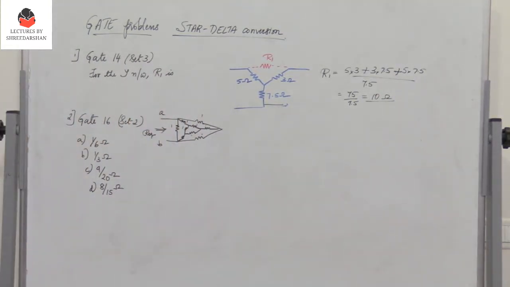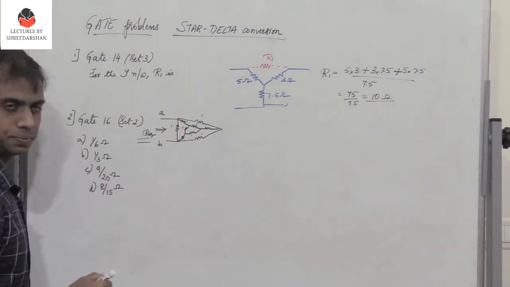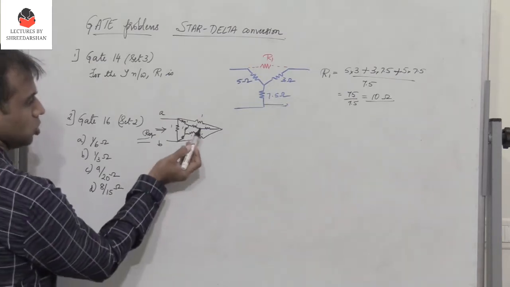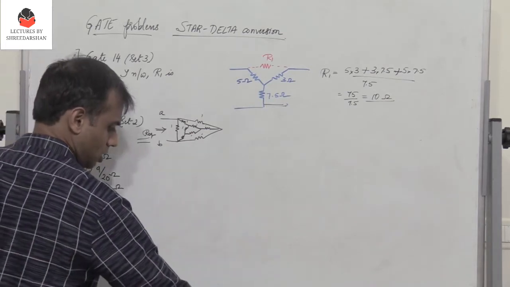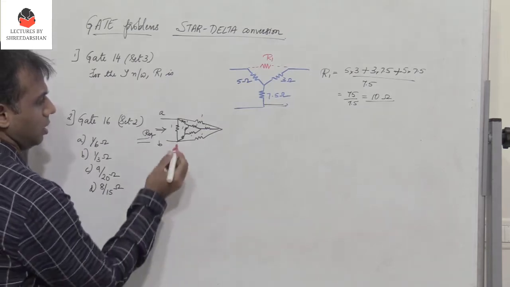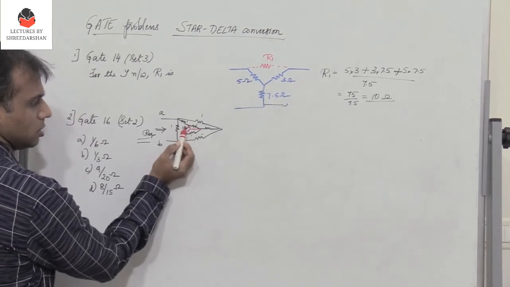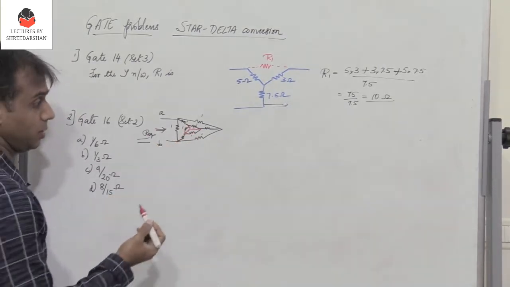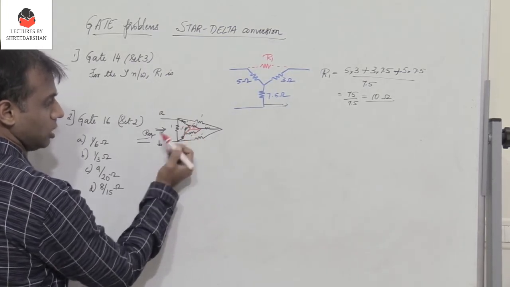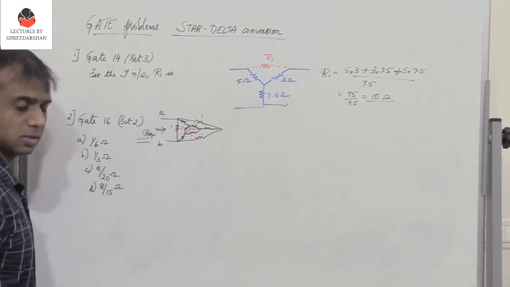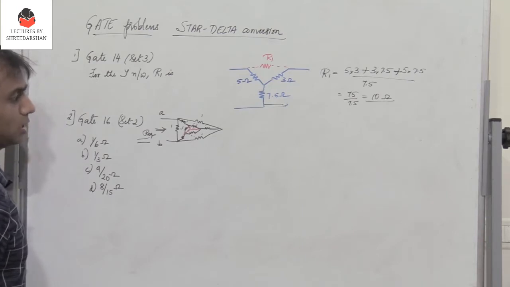The second problem, given in GATE 16: what is our equivalent? We have a network here. The first thing we do is convert this delta to a star network in between. All the resistor values are 1, so all these three resistors will also be 1. Multiply the two adjacent resistors, 1 into 1 is 1, divided by the sum of the resistors, which is 3. So the three resistor values of the star network will be 1 by 3.